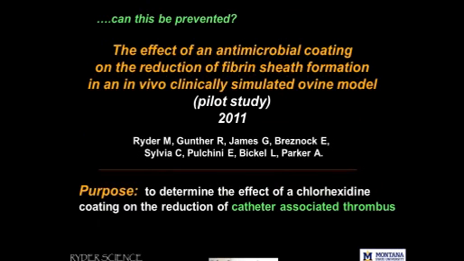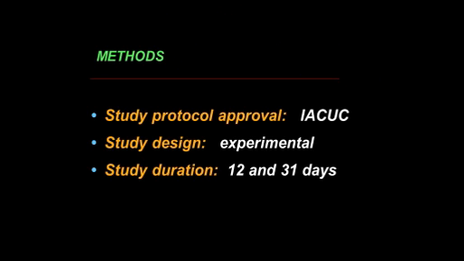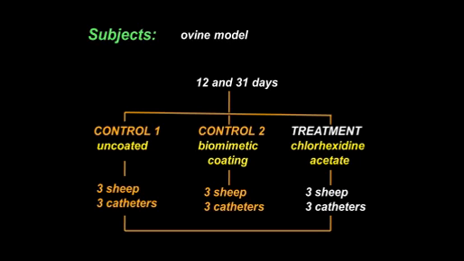Now, the question becomes, can this be prevented? Can we stop the fibrin sheath and thrombosis formation? Because of the incidental and very interesting findings from the prior work, we set out to study that question. This work was done in 2 studies in the summer of 2011. The purpose was to determine the effect of a chlorhexidine coating on the reduction of catheter-associated thrombus, again done by the same research team. The study protocol and experimental design were approved by the IACUC. We did 2 studies, 2 groups, one at 12 days and one at 31 days. I will only be able to cover and present to you some of the material from the 31 days today.